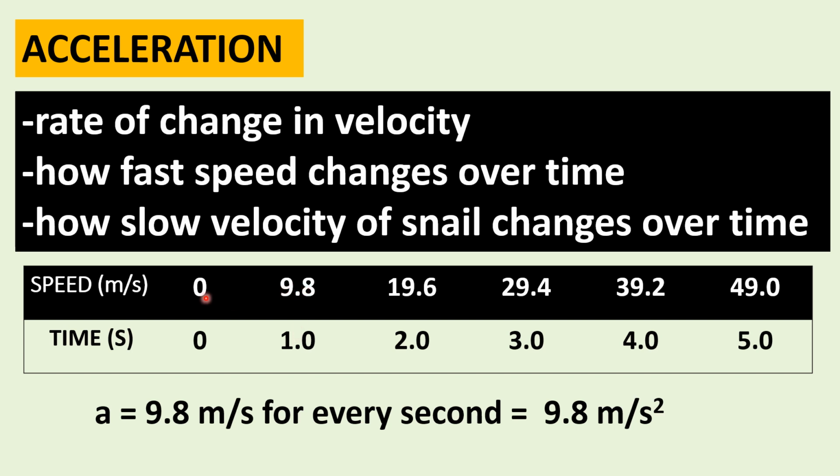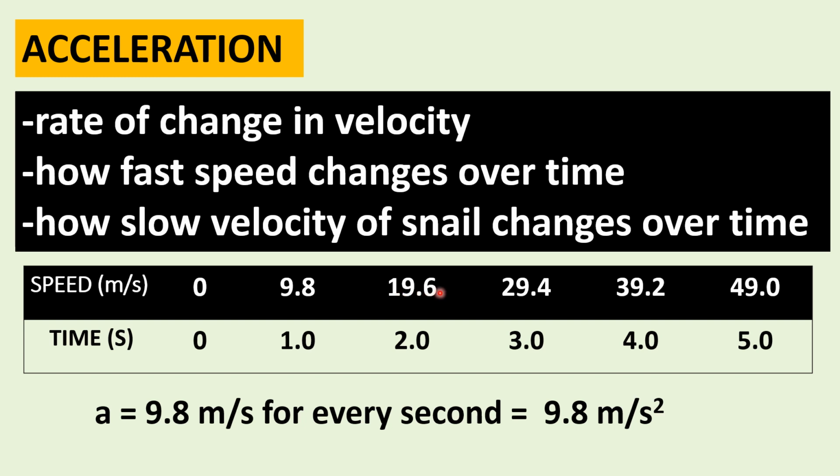Changes from 0 to 9.8 meters per second. So there is a difference in the speed equal to 9.8 meters per second, and that happens within 1 second. So in the next second, again, what is the change in the speed? We just subtract 19.6 meters per second minus 9.8 meters per second. We again get the same value, which is 9.8 meters per second.